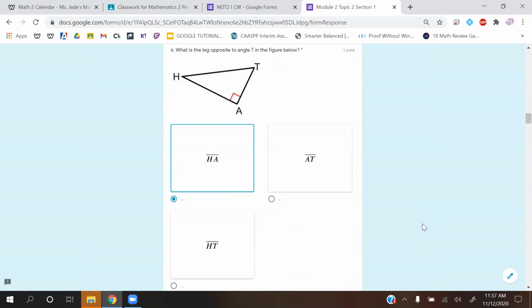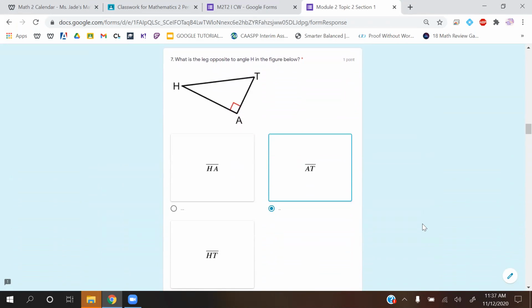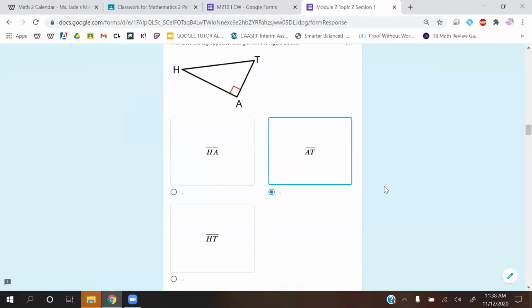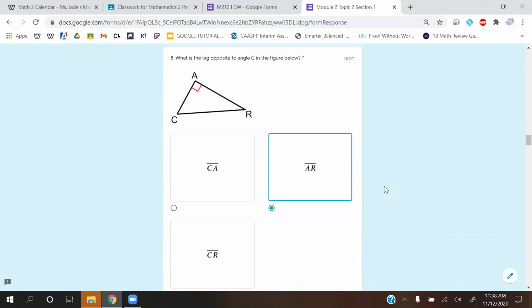Number 6 says, what is the leg opposite to angle T in the figure below? So in your head, you draw an arrow directly opposite from angle T, and you get HA. So HA is opposite of angle T. What is the leg opposite to angle H in the figure below? Now we're looking at this angle, this is angle H. Opposite to that is directly across, so that would be AT. And then we just did 8, which was AR.